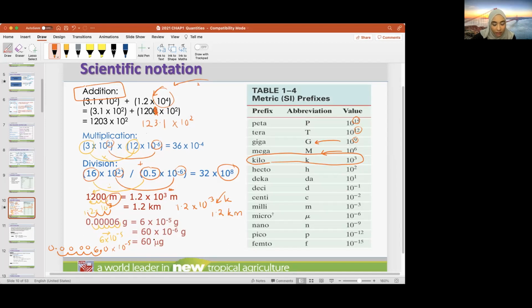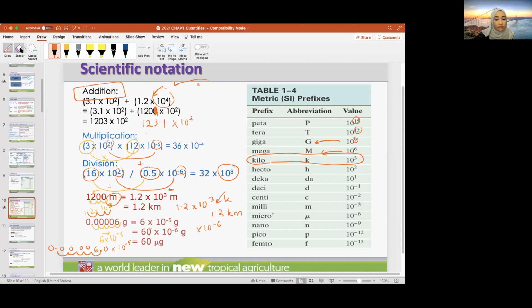Okay. And this guy wants to convert to micro. I don't know why, it's troublesome, but it's okay. Let's try it. So 6 times 10 to the minus 5 grams. He wants to convert it to micro. So micro is 10 to the power of minus 6, right? So we are missing another minus 1. So what should I do? I add a 0 over here, times 10.